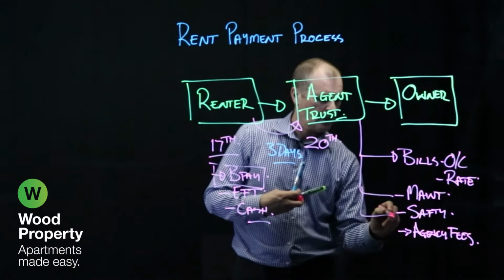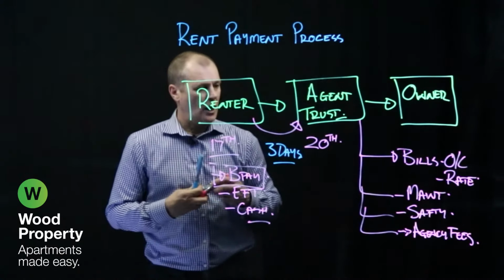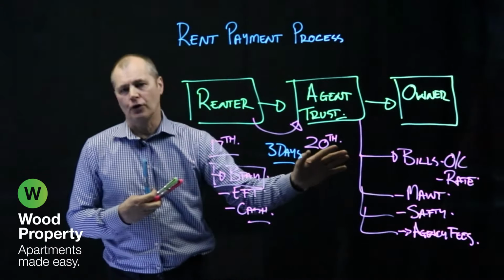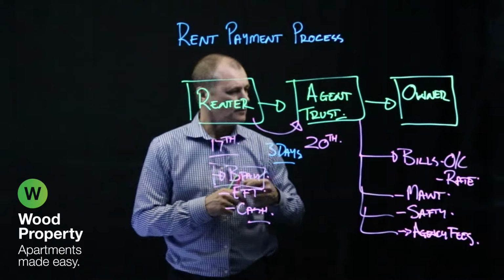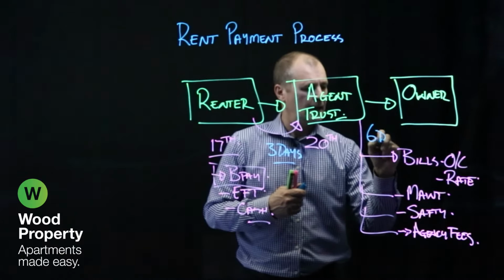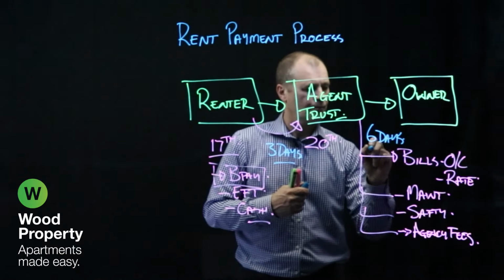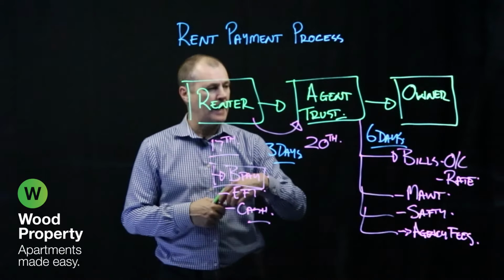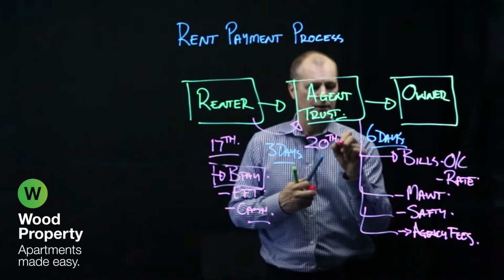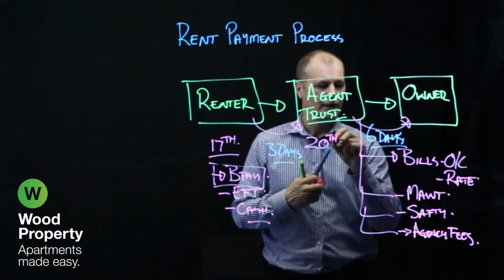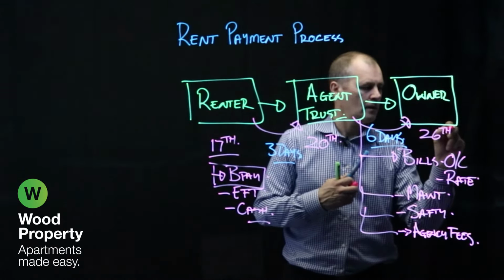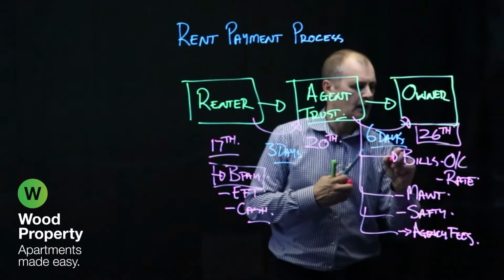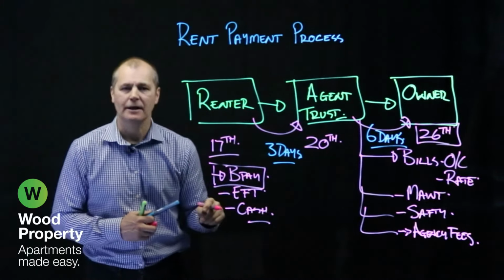So, the time that it takes to make sure that we've got all these systems in place, the bills being paid to the correct people, takes about 6 days, which means that the money can be paid out to the owner on or around from the 20th is about the 26th of each month. Again, depending on weekends and those sorts of things.